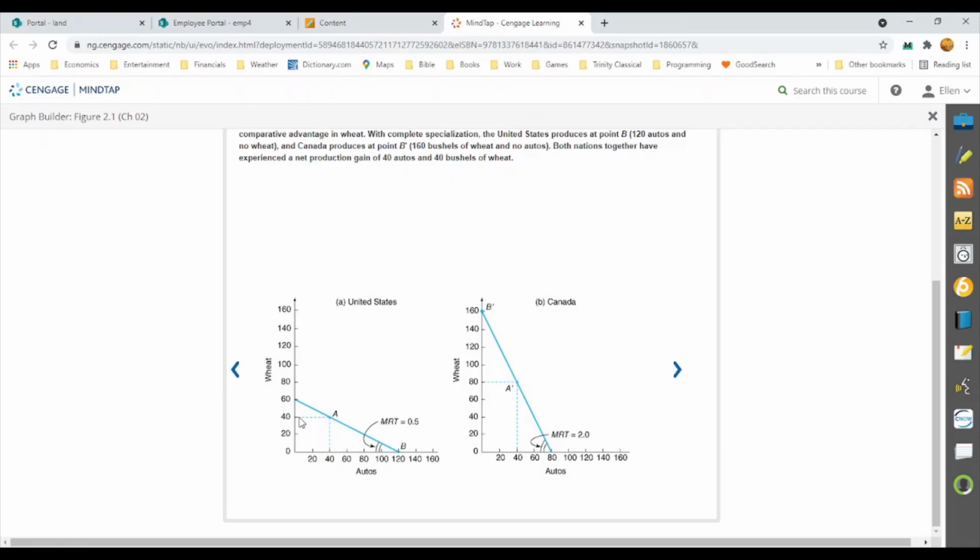At A, before they were trading, there was 40 wheat made by the US and 80 by Canada, so there was 120 being made in the world. With specialization, there's now 160. Okay, so look at automobiles. Before there was specialization, there was 40 autos by the US and 40 by Canada. That's a total of 80. With specialization, there's now 120. So we have 40 more bushels of wheat being made, and we have 40 more autos being made as a world supply. And so that's where we're going to be able to do trading and get consumption beyond the production we could have done all by ourselves.